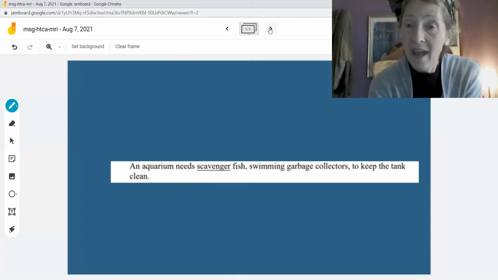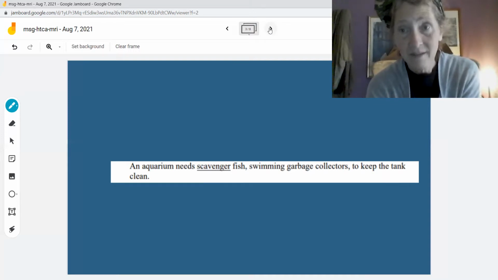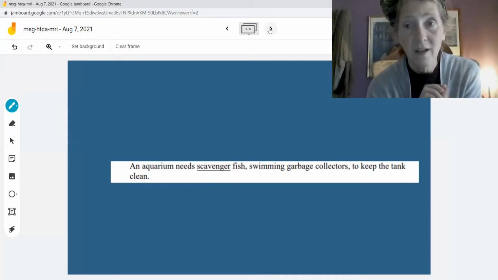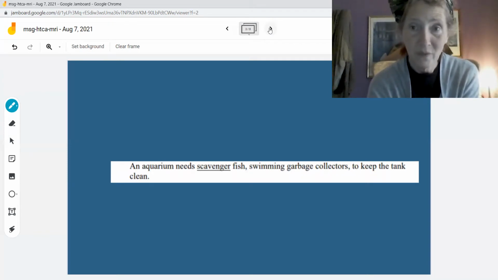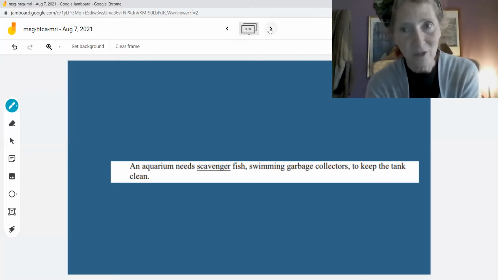Okay, now that gave a very big clue when it said that is. Not all definition context clues do that. And here's an example of one. So we've got an aquarium needs a scavenger fish, swimming garbage collectors to keep the tank clean. Okay, so our word in question is scavenger.